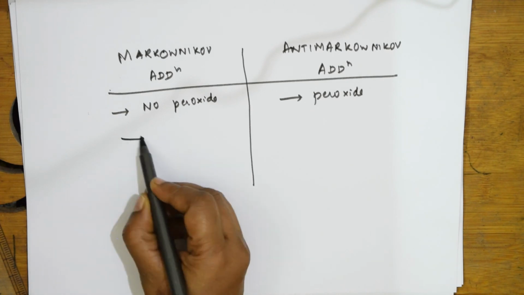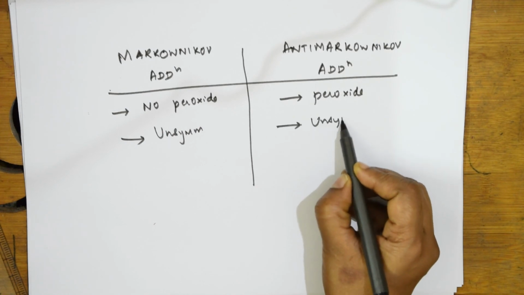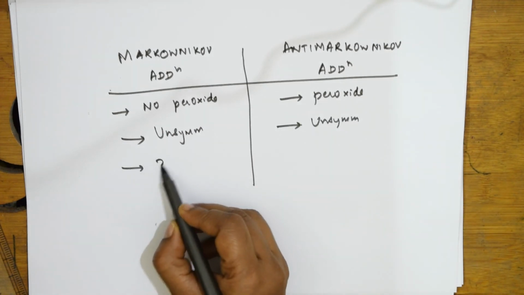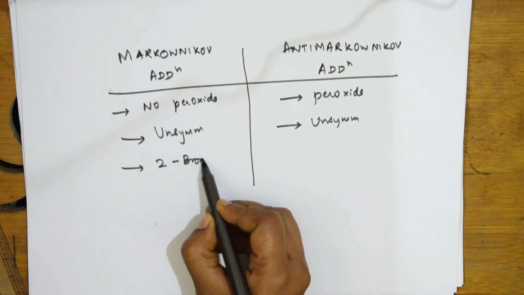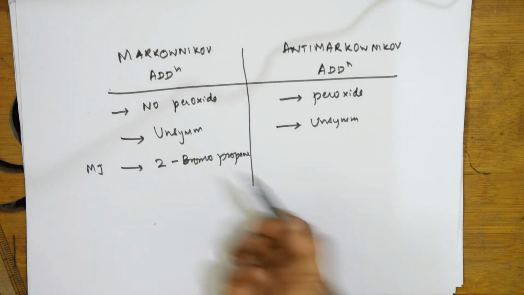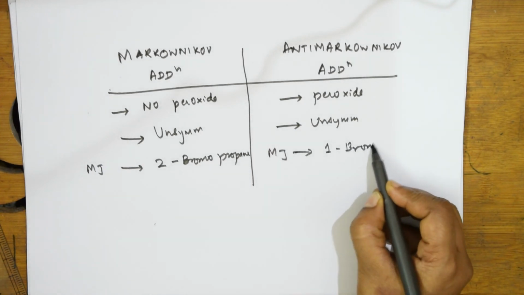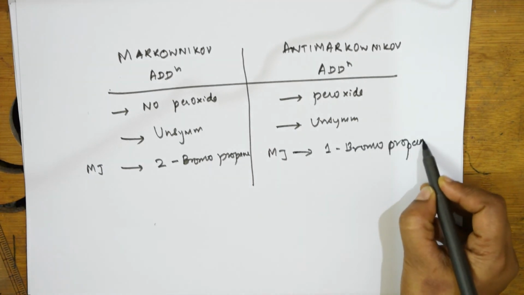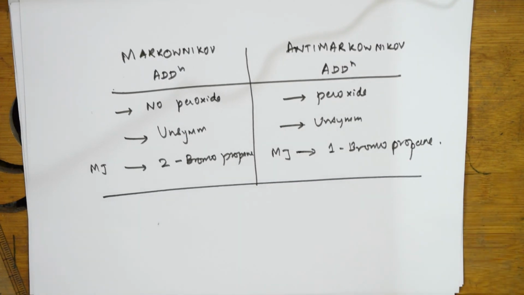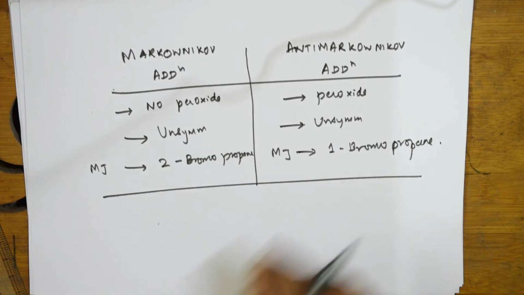Now next important thing, what are we going to take here? We are going to take unsymmetrical alkene. Here also we are going to take unsymmetrical alkene. Here what is the major product which we get? You get 2-bromopropane, this is a major product. Here what is the major product? The major product is 1-bromopropane. So remember this. If any Markovnikov reaction is given to you, you can easily write. So according to Markovnikov, 2-bromo is major. According to anti-Markovnikov, 1-bromo is major.